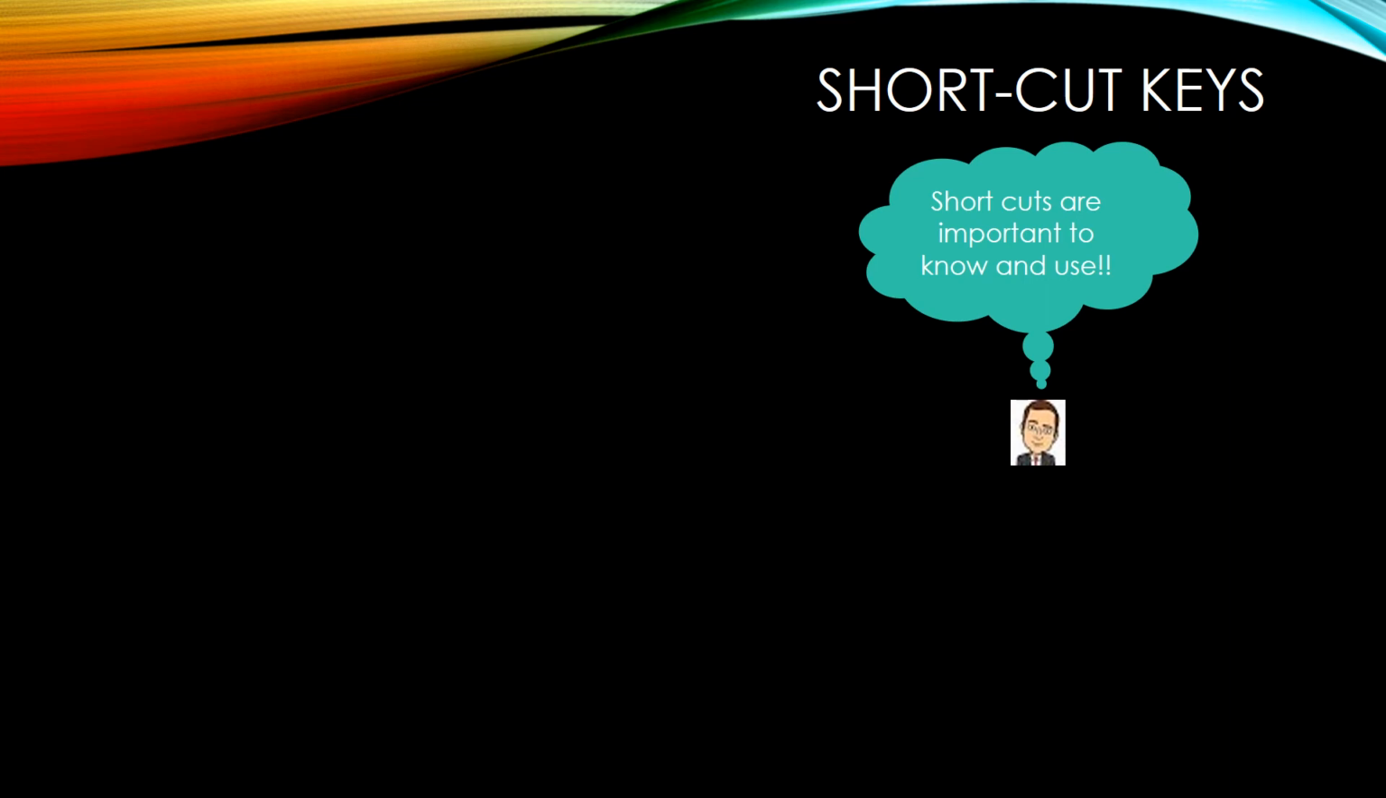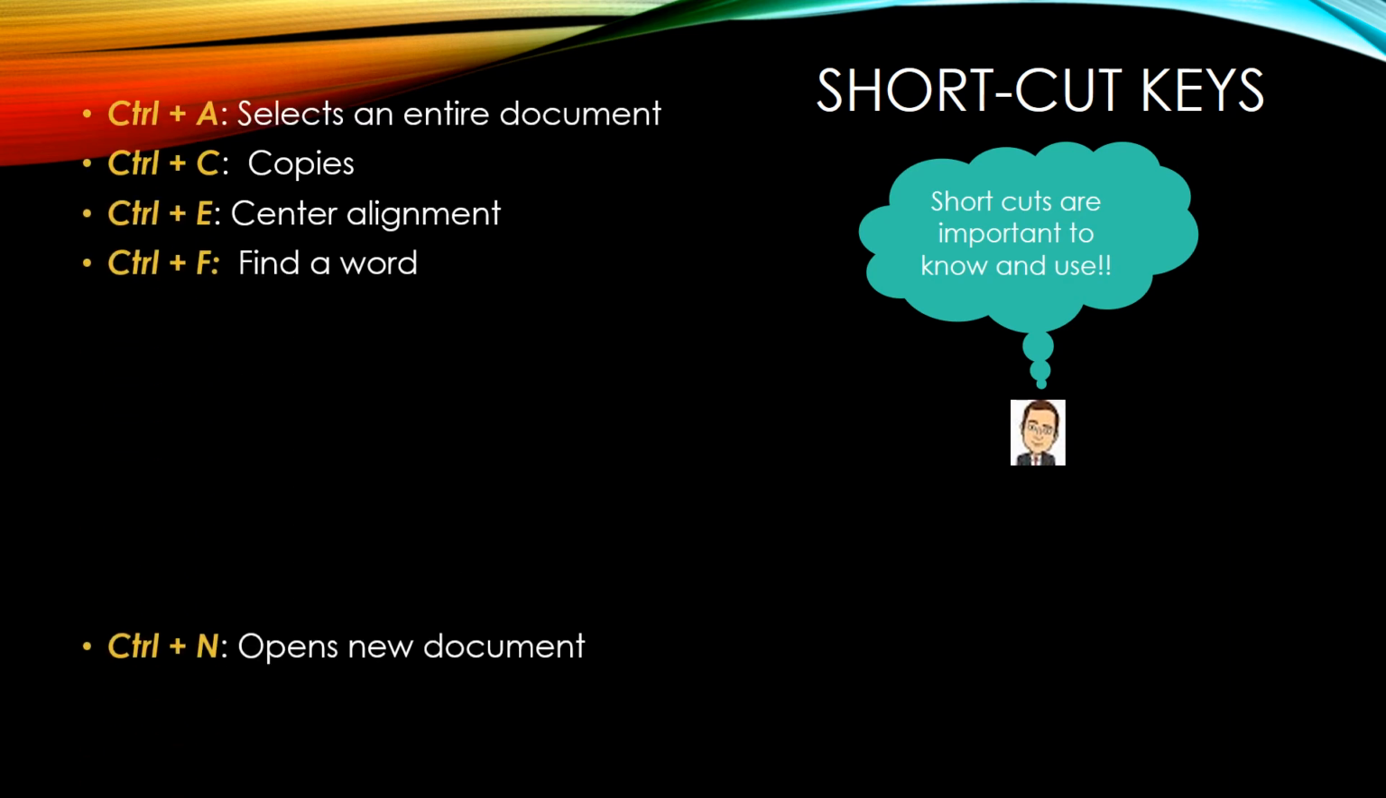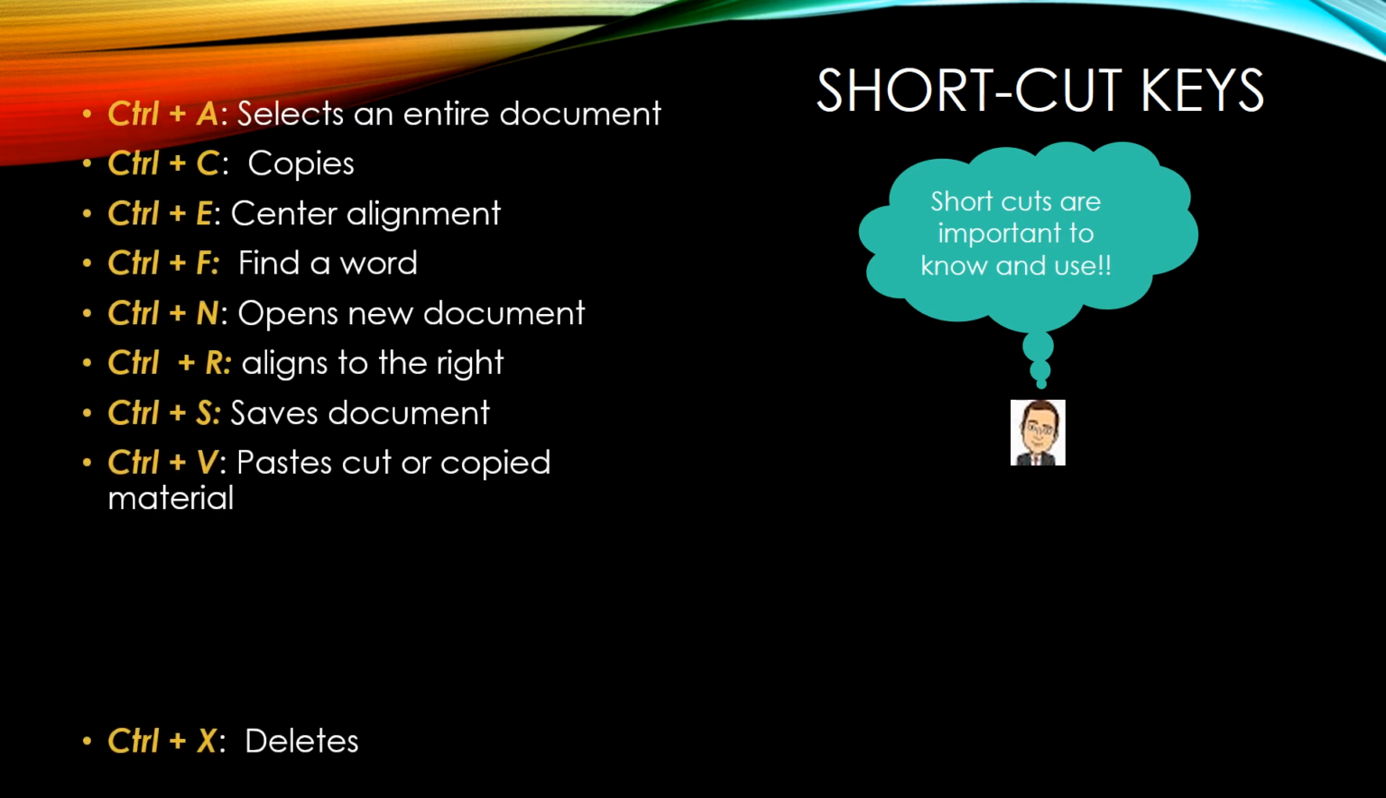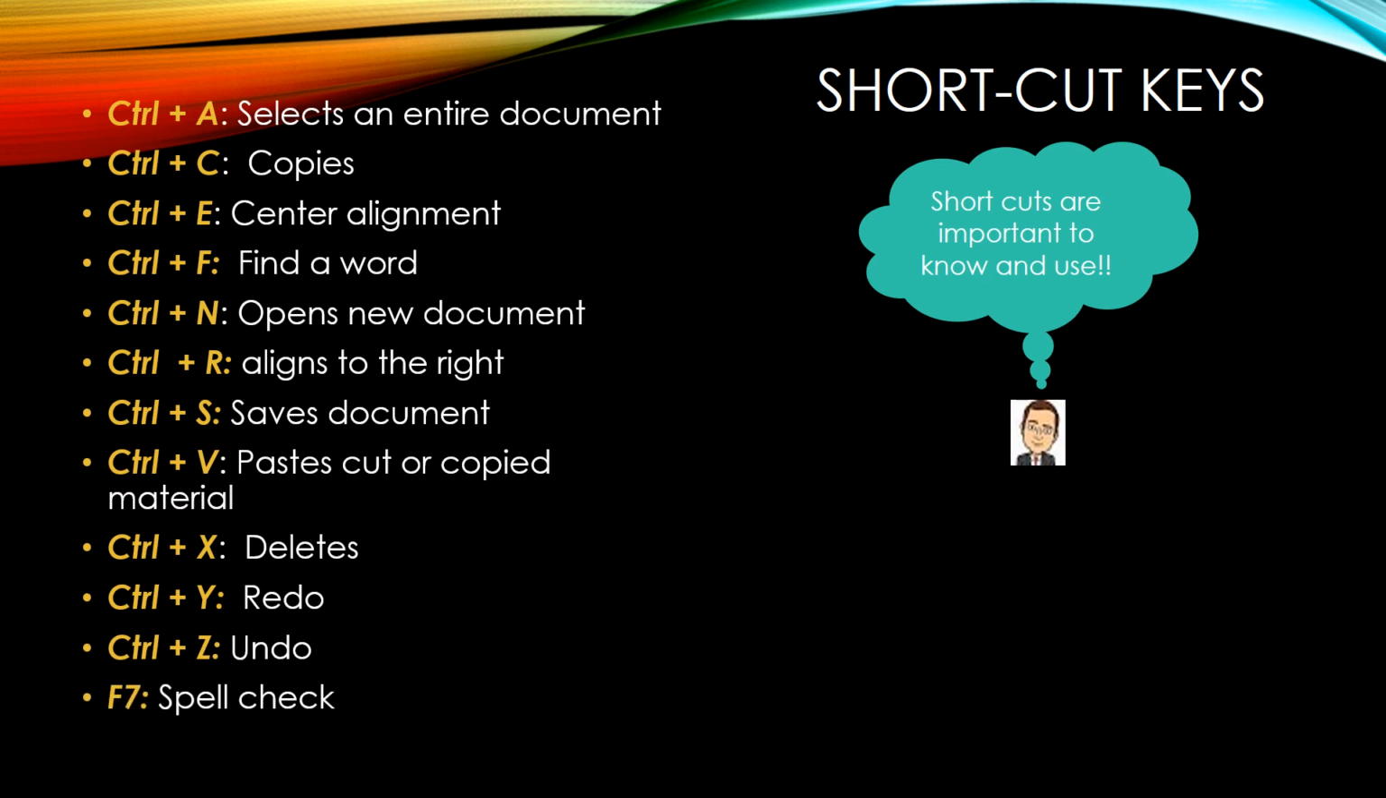Shortcut keys. Shortcut keys are important to know, but also to use. Control A selects an entire document. Control C copies. Control E centers alignment horizontally. Control F finds a word. Control N opens a new document.